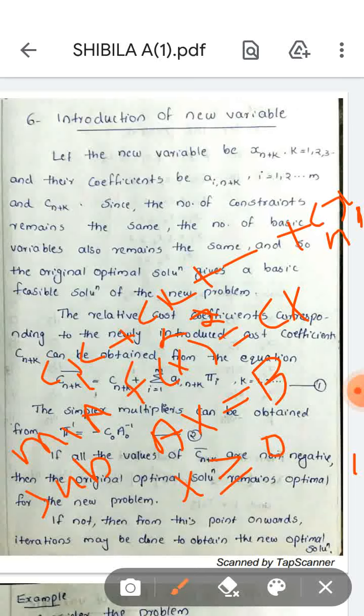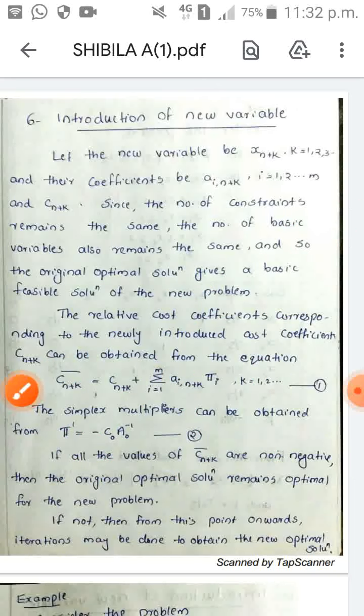Since the number of constraints remains the same, the number of basic variables also remains the same, and so the original optimal solution gives a basic feasible solution of the new problem. That is, when we add a new variable, the number of constraints remains the same and the basic variables are also the same. So the basic feasible solution is the original optimal solution.